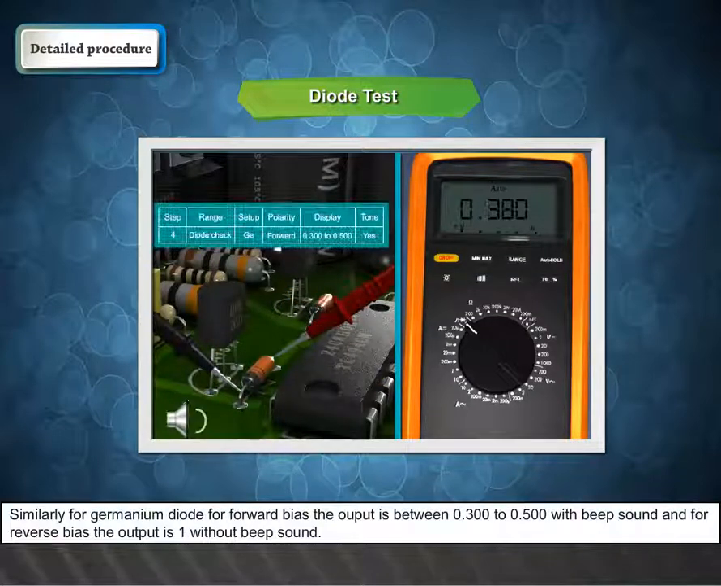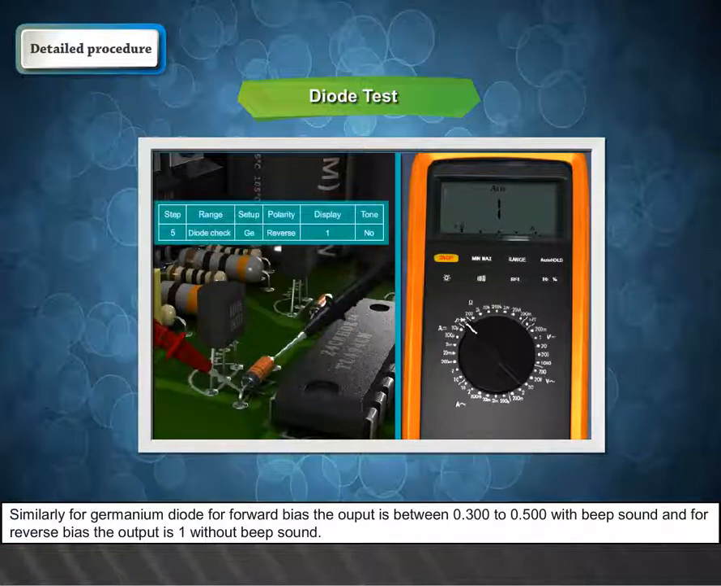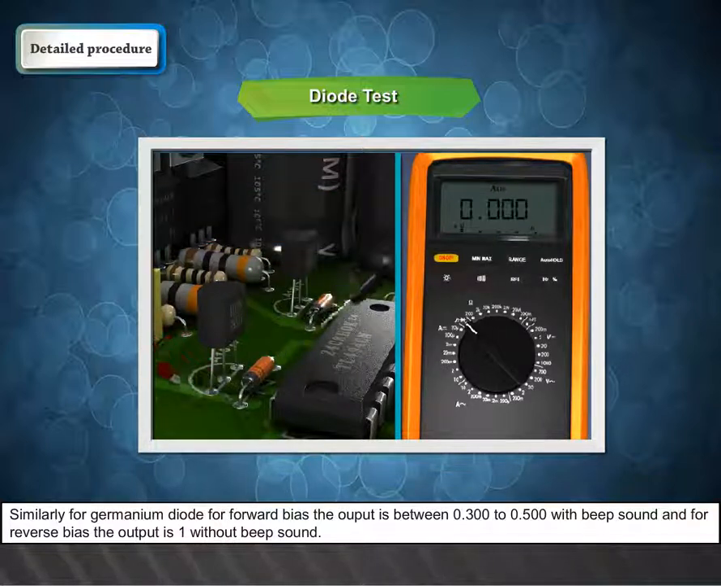Similarly, for germanium diode, for forward bias, the output is between 0.300 to 0.500 with beep sound, and for reverse bias, the output is 1 without beep sound.